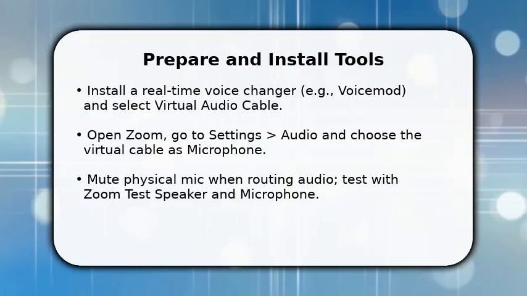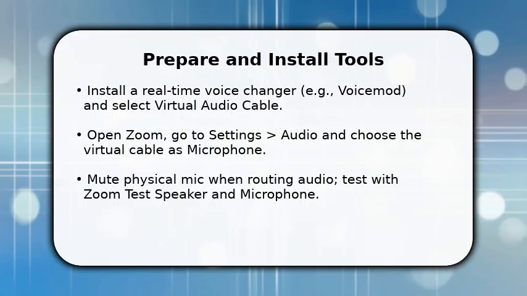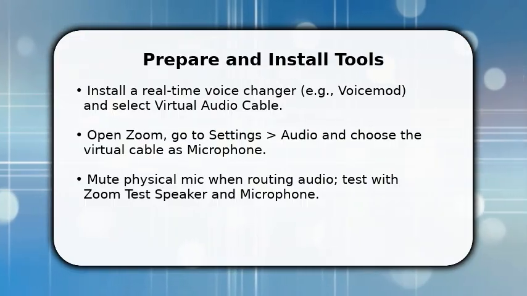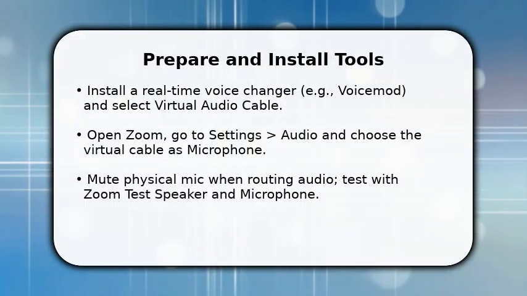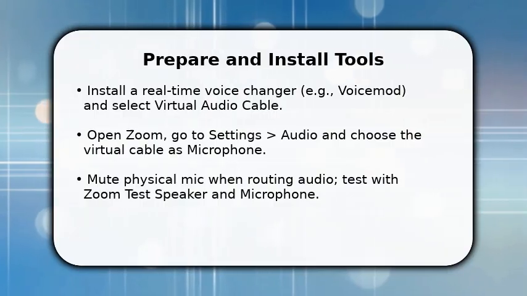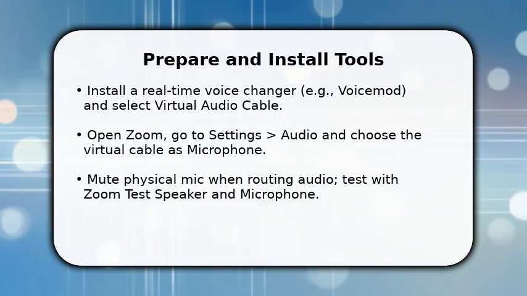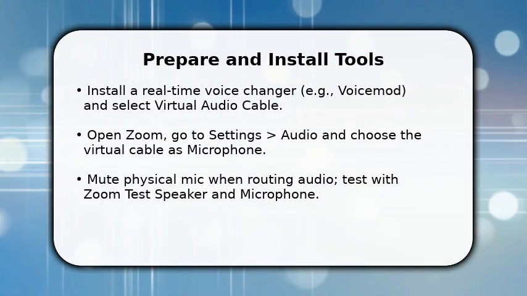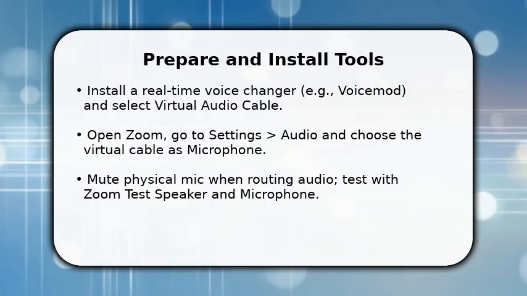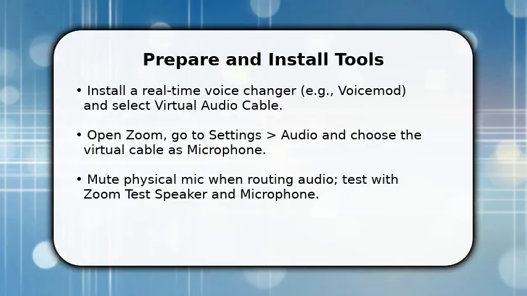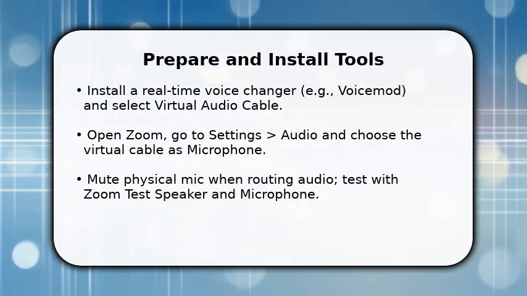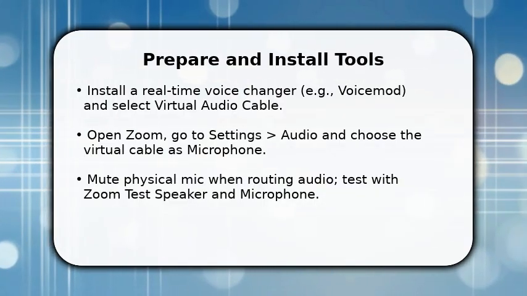You start by installing a reliable real-time voice changer and a virtual audio cable so Zoom can accept processed audio. Once installed, open Zoom settings and choose the virtual cable as your microphone input. Make sure your physical microphone remains connected but muted in Zoom to avoid doubling. You do this now because routing must exist before effects run, otherwise Zoom hears raw audio.